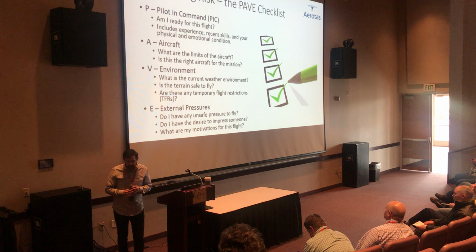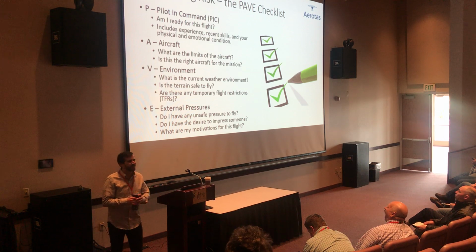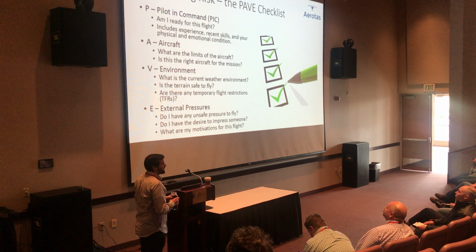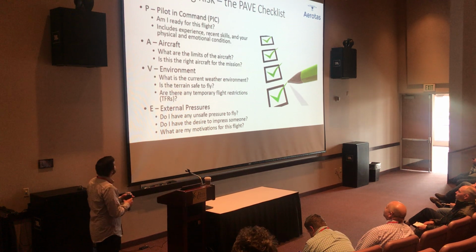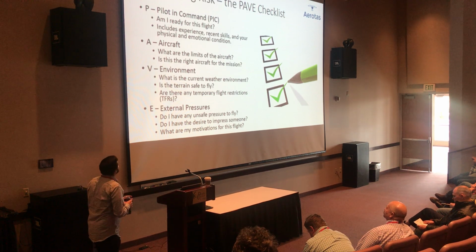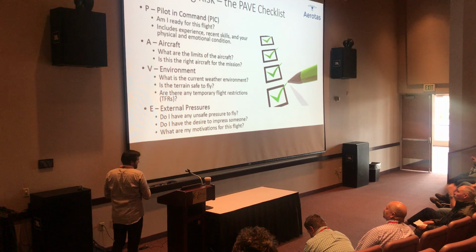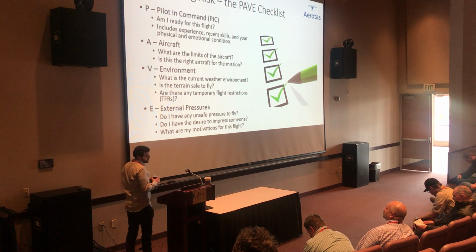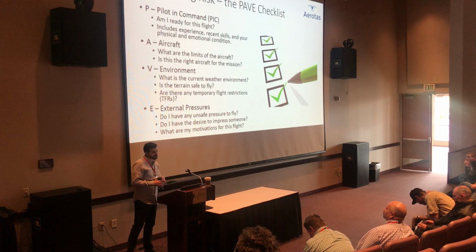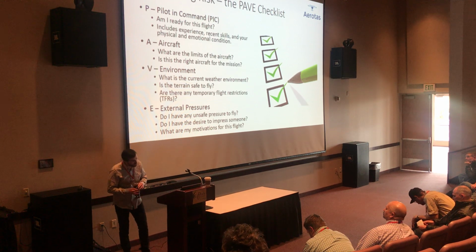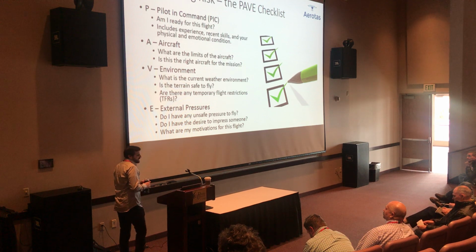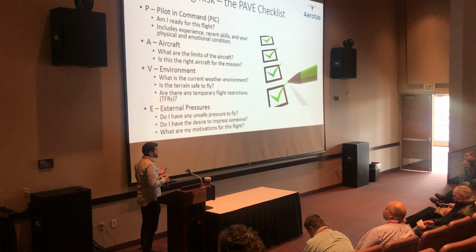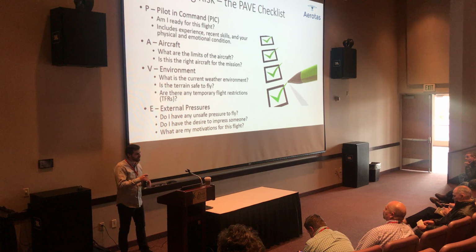Now, if you weren't tired enough of acronyms and checklists, here's another one. Yeah, really, this is the worst module to pick for after food. So, what's the PAVE checklist? Perceiving risk. You can perceive risk with the PAVE checklist, which stands for Pilot in Command, Aircraft, Environment, and External Pressures. So, Pilot in Command, asking about risk about the pilot themselves. Am I ready for this flight?